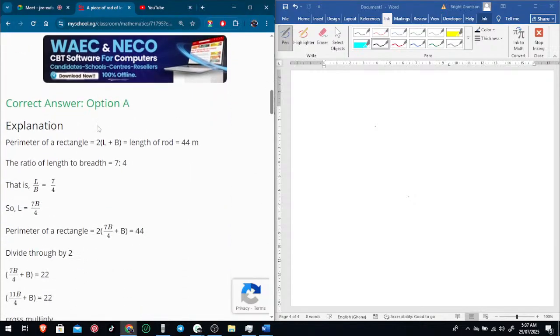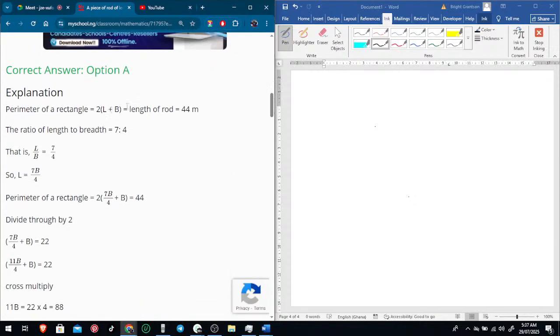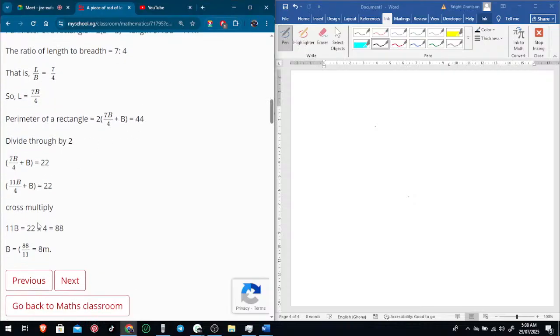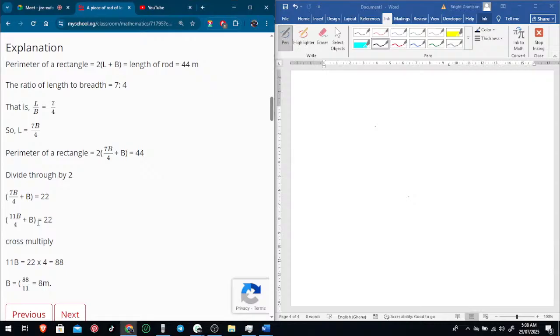So what's the answer? Explanation. The perimeter is 2L plus 2B. The length of the rod is 44. So the ratio of the length to the breadth is 7:4, so L over B is 7/4. So length is 7B/4. Come and put the length everywhere you see L. Equate it to the 44. Divide through and you get 8. Do you understand?